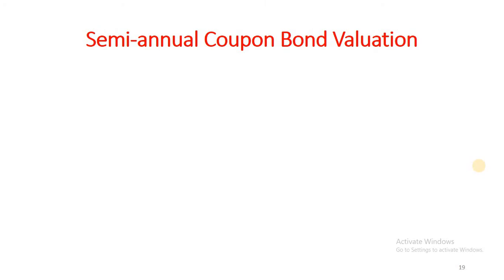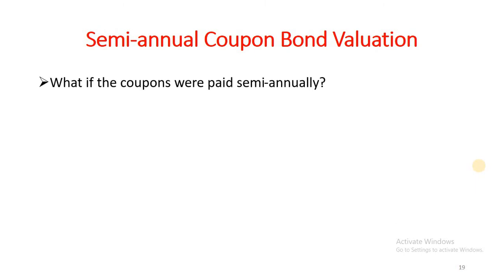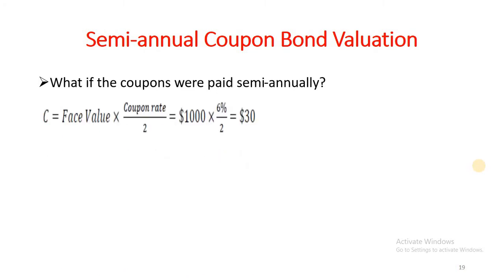Now we look at how to find out the value of a semi-annual coupon bond. If the bond pays coupon semi-annually, we need to convert its coupon payment. In this case, we need to divide coupon rate by 2. So the coupon payment of this bond is equal to $30.